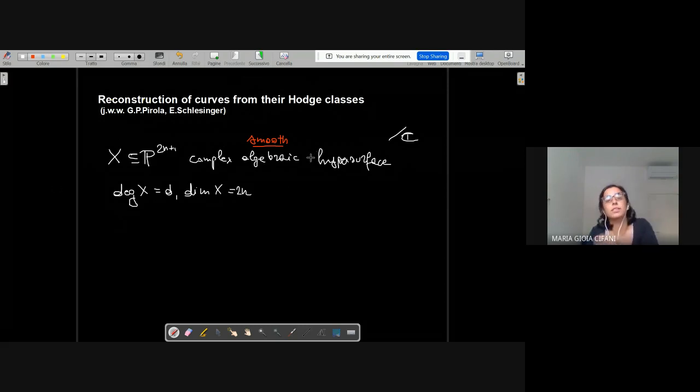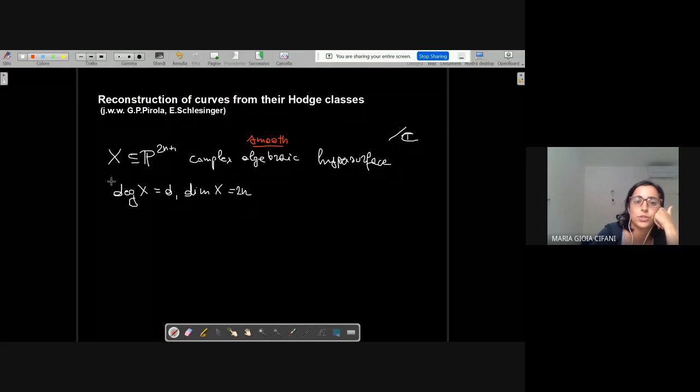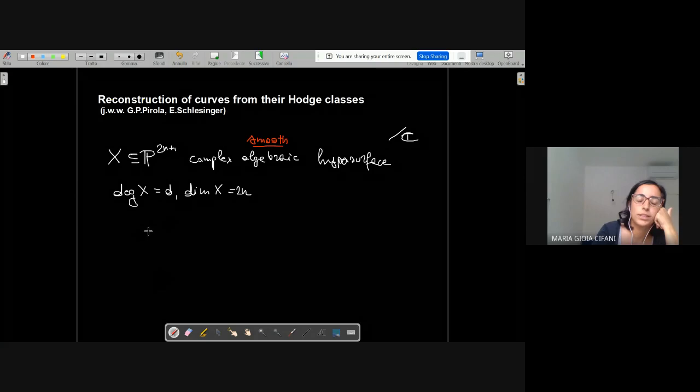So I want to set the situation in general because it's really interesting, but we can do many computations and examples in the case of curves. So we start with a complex algebraic smooth hypersurface. We do not need the dimension to be even, but we use it just to have easier notation. So we set the dimension to be 2n, and it's a hypersurface, so it is in P^(2n+1), and we set the degree of X to be d.